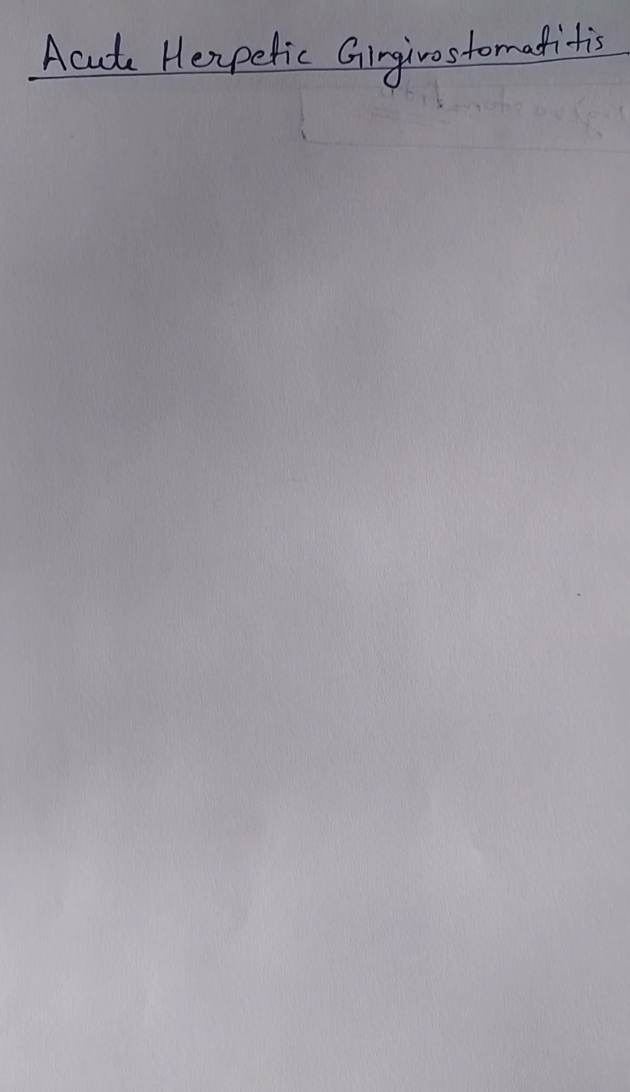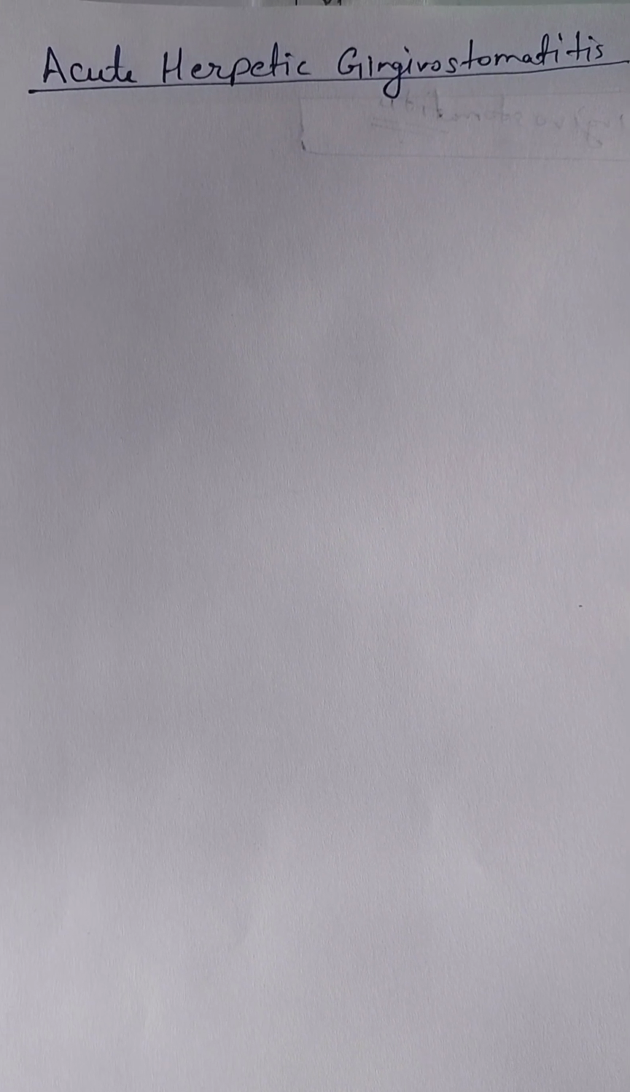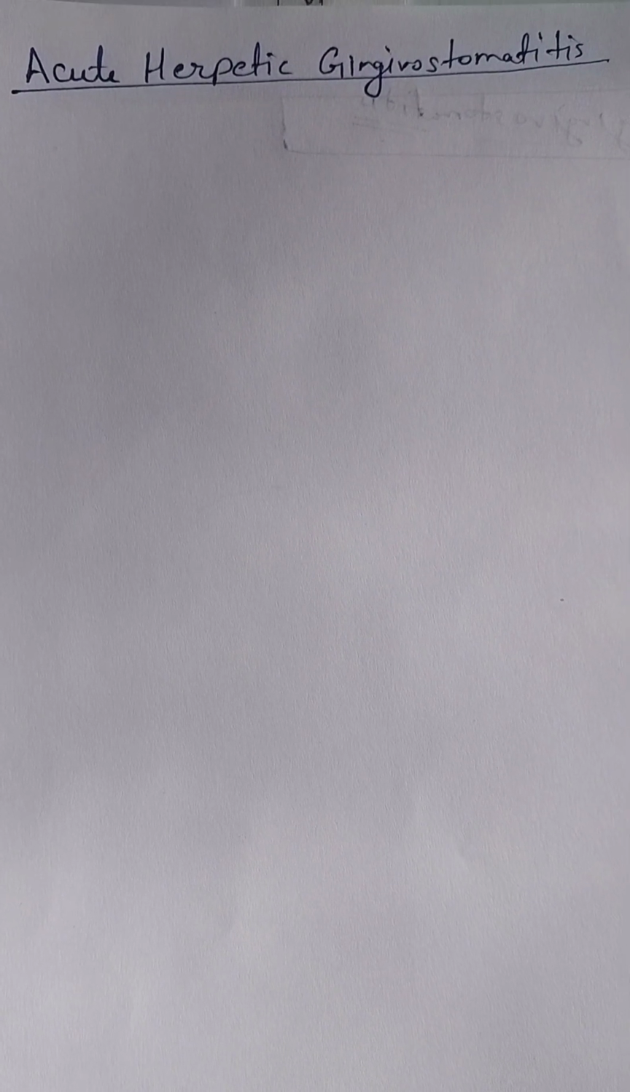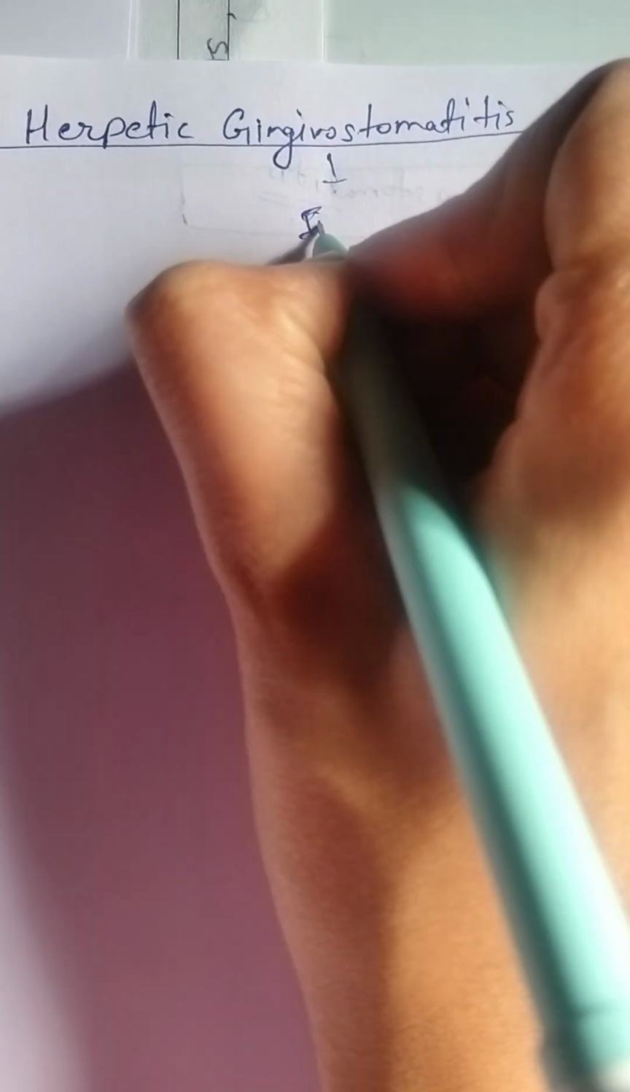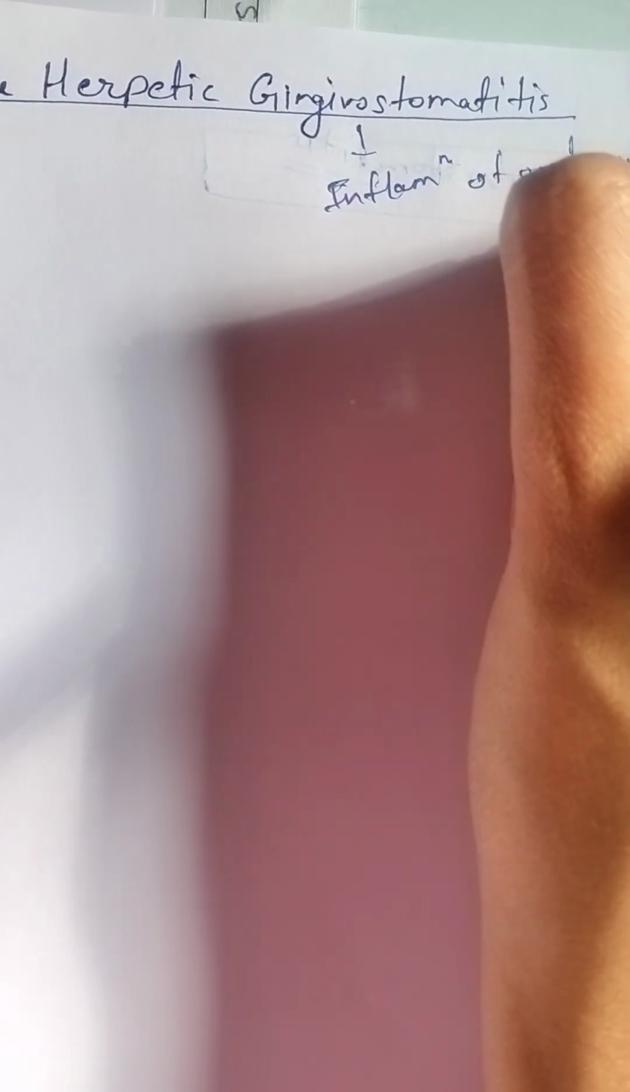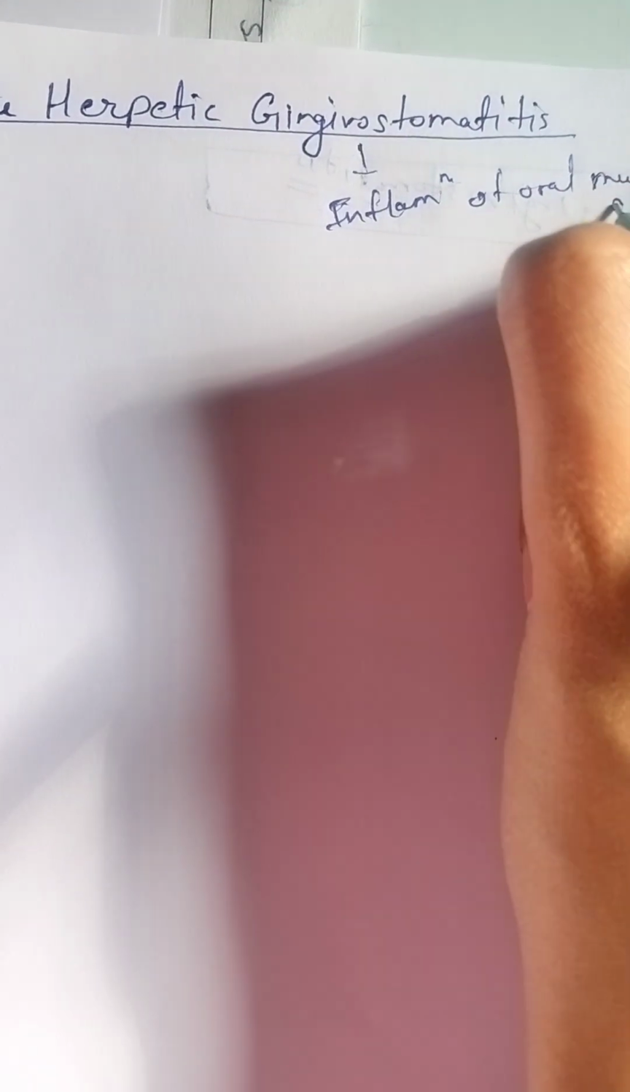Hello everyone, our today's topic is acute herpetic gingivostomatitis. What is meant by gingivostomatitis? Itis is the inflammation. So gingivostomatitis is the inflammation of the oral mucosa and the gingiva.